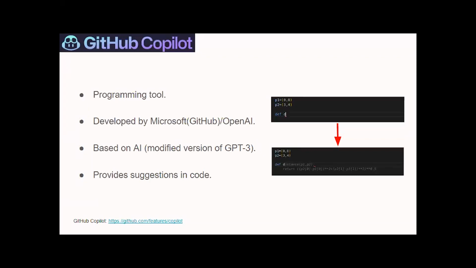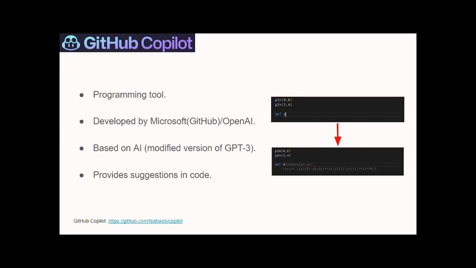Okay, so what is GitHub Copilot? Basically, it's a programming tool that was developed by Microsoft and OpenAI. It uses AI to generate suggestions in the code within your IDE. For instance, here on the right, you can see that I defined 2 points, P1 and P2. After that, I wanted a function to compute the distance between those 2 points.